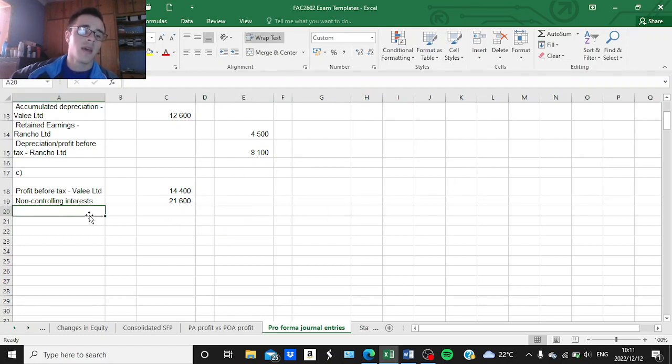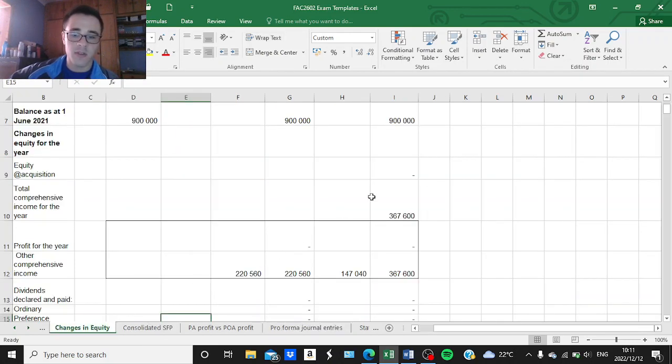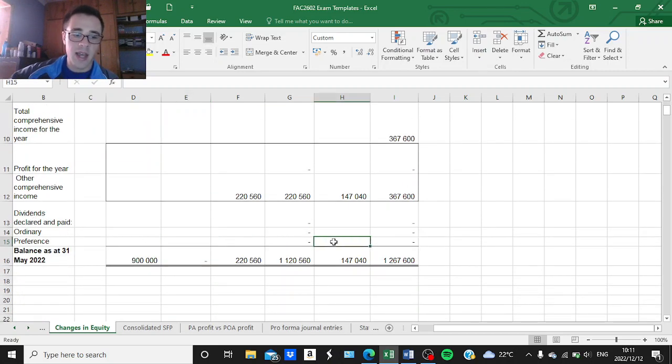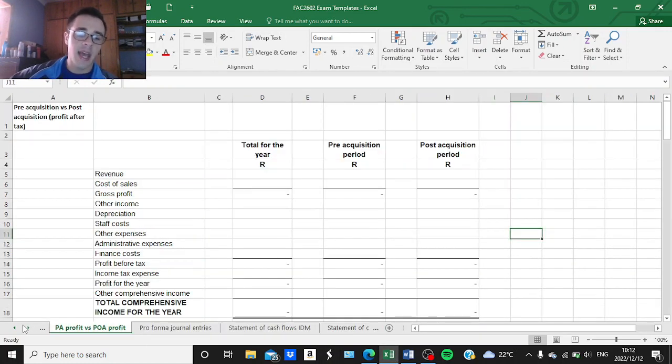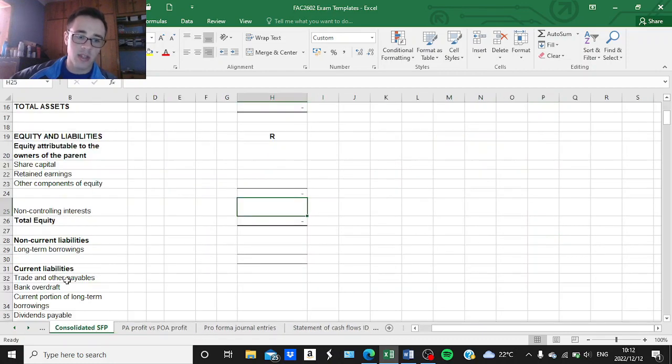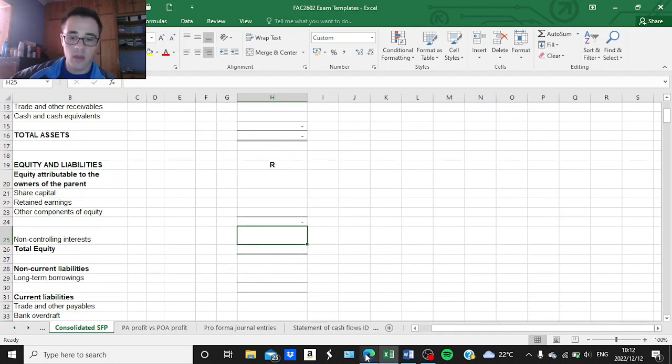All right. So this will be shown in your consolidated statement of changes in equity as well, right here. Dividends declared and paid preference. So this will be shown like this. Okay, this is how you will show the preference dividends paid to non-controlling interests. All right, because non-controlling interests normally has a credit balance on the consolidated statement of financial position.